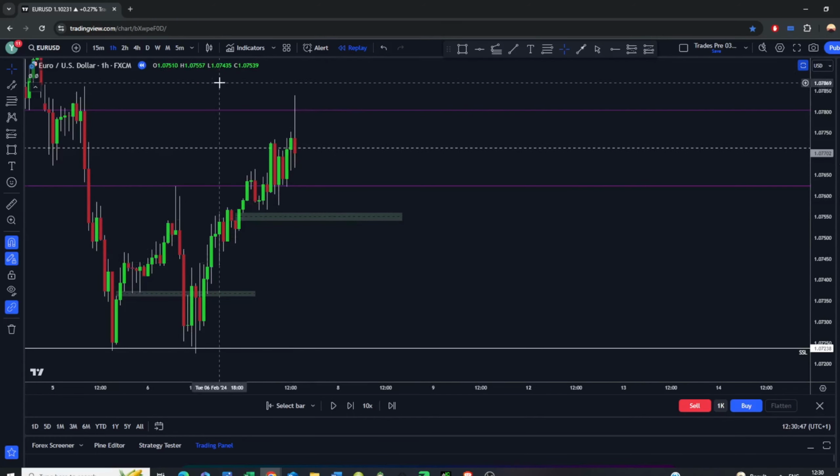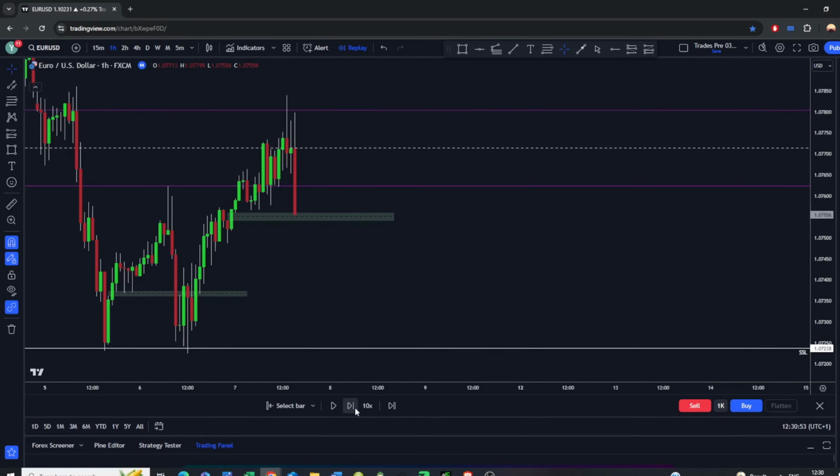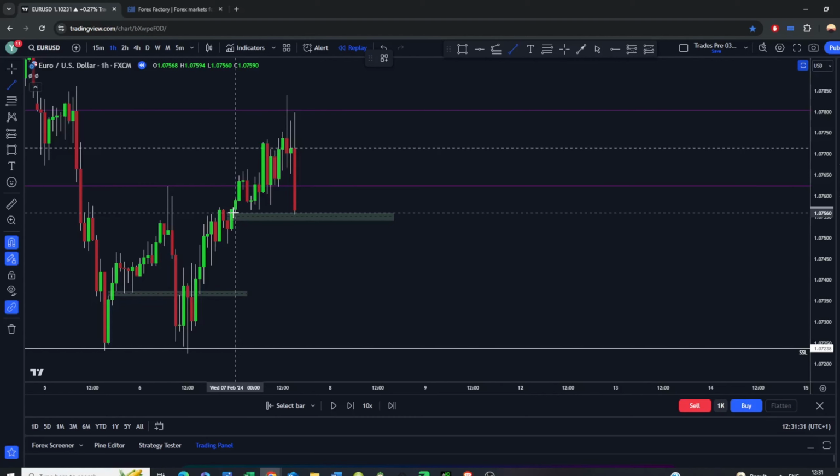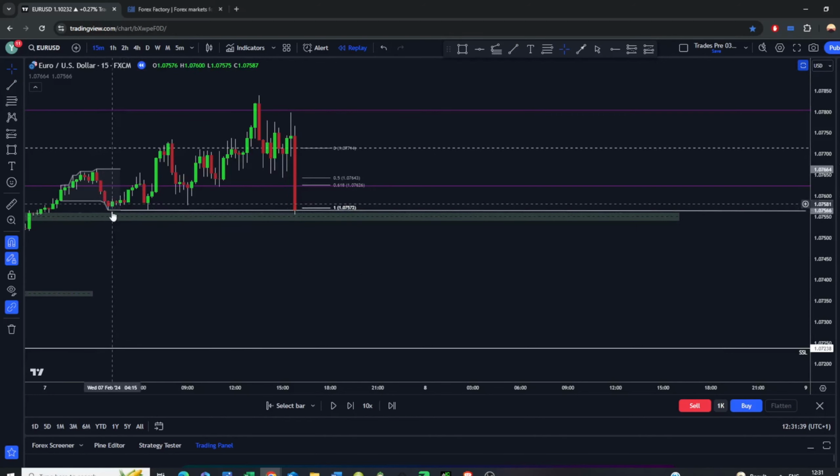And then at 1 p.m. we rejected the highs of the fair value gap. And at 3 p.m. there's no major news, and at 3 p.m. we rejected the daily time frame fair value gap and have now tapped into this 60-minute fair value gap, which is also below these liquidity levels. So this is something key to remember. There's a lot of liquidity below these equal lows.